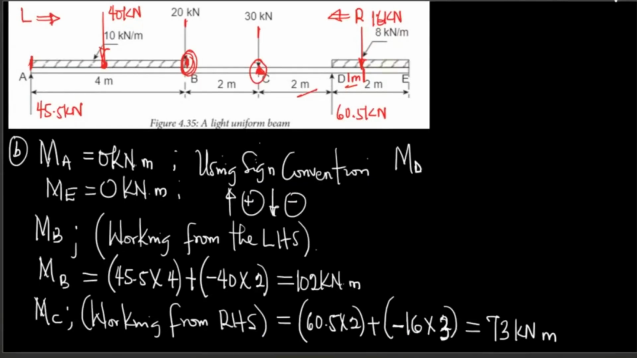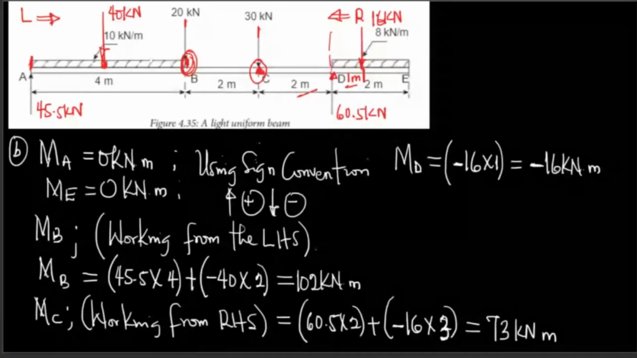What is the bending moment about D? With bending moment about D as well, I'm going to work from the right hand side to the section of what? To this section of D. So I only have one force there, which is 16 what? Kilonewton, and the force is pointing down. So it's going to be what? Minus 16 multiplied by 1. So the bending moment about D is minus what? It's minus 16 kilonewton meters.